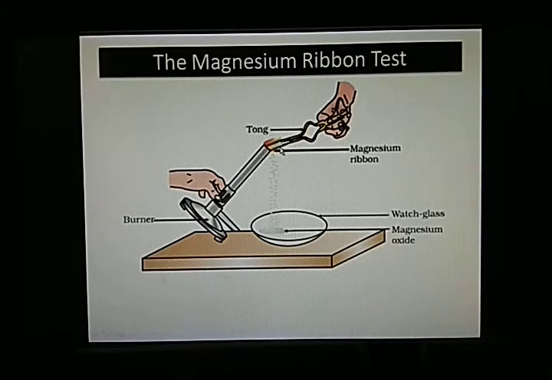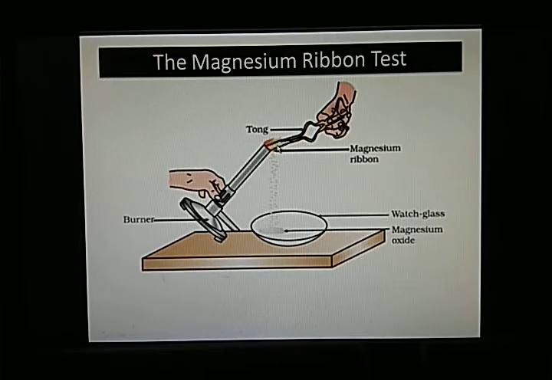magnesium ribbon. As soon as it starts burning, heat and light will be produced. As we have discussed in the earlier class, in a chemical reaction or chemical change, heat and light are produced. So here also heat will be produced, obviously, and light will also be produced, and it will burn with a brilliant white color. The color is called brilliant white. So it will burn with that kind of color.